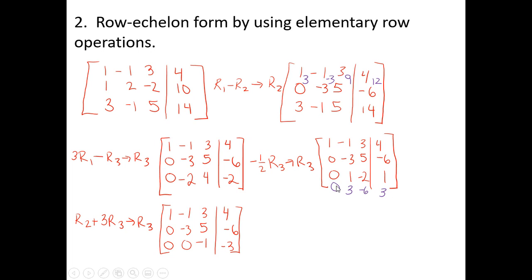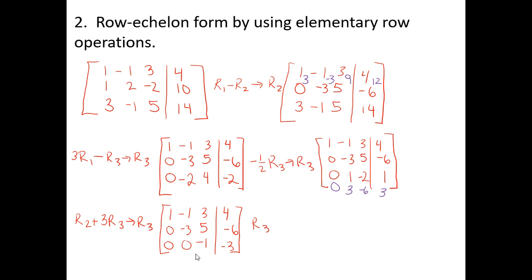So 0 plus 0 is 0. -3 plus 3 is 0. 5 minus 6 is -1, and -6 plus 3 is -3. So here we have row 3. That's the one that changed. The goal was to make this last row, this 1, into a 0, and that's exactly what we did.